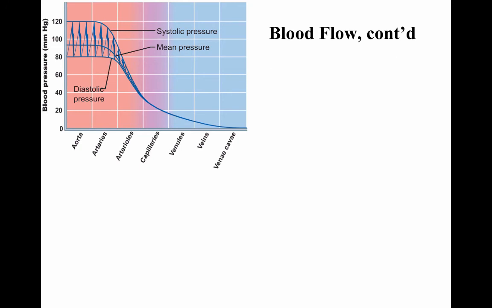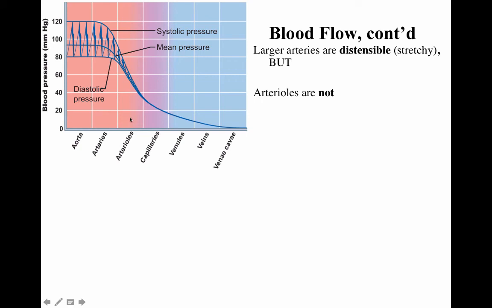When we look a little bit more at blood flow, we see that larger arteries are distensible or stretchy, but arterioles are not. So by the time we've left the aorta and arteries and we reach arterioles, we see that they're not as stretchy as arteries and the aorta. Part of the reason for that is that arterioles damp pulsatility and help reduce that pressure as we get into the finer capillaries and venules.